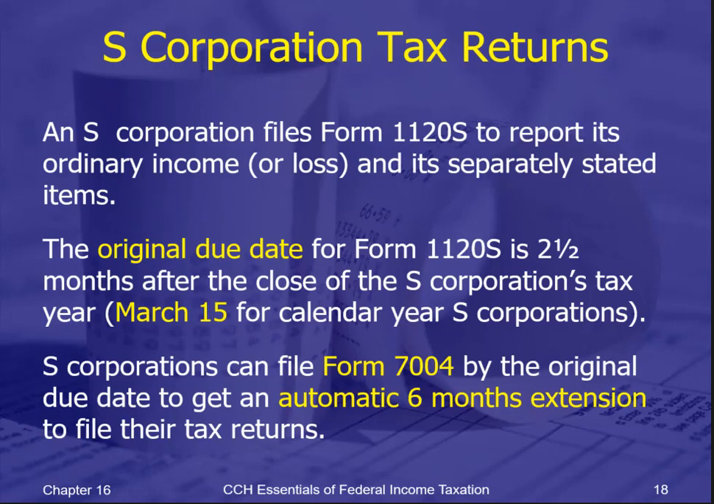The due date is 2.5 months after close, that's exactly the same date as a partnership, and a 6 month extension the same as a partnership, if you do that. So the dates now for S corporations and partnerships are the same. That didn't used to be the case. Now they're the same. You only have to remember one date for those. However, they are different than a C corporation, which has 3.5 months.